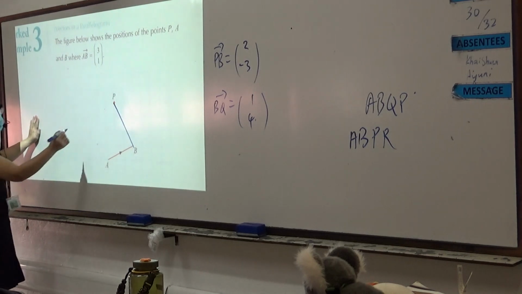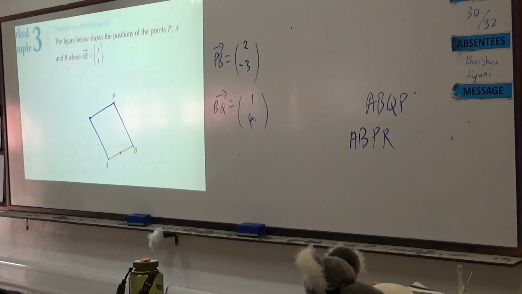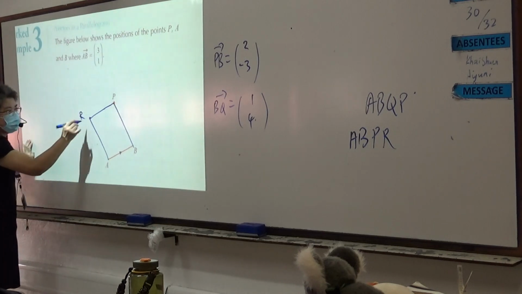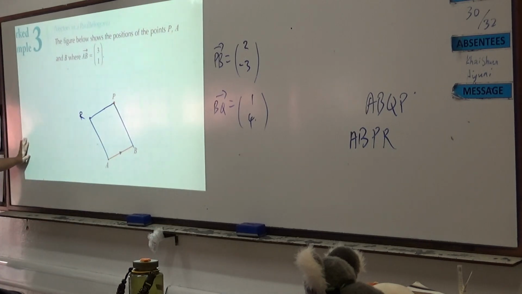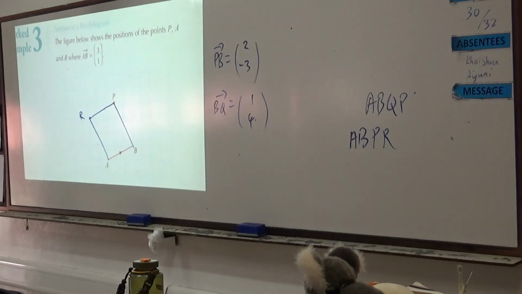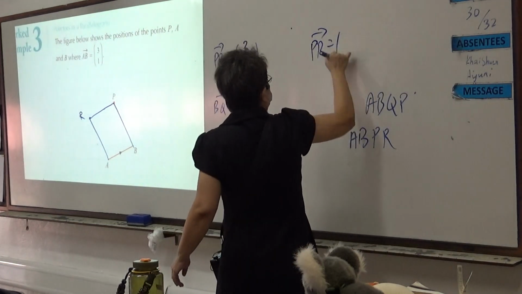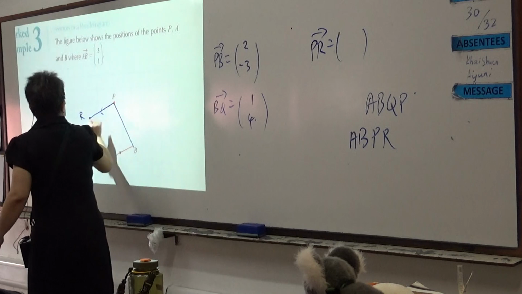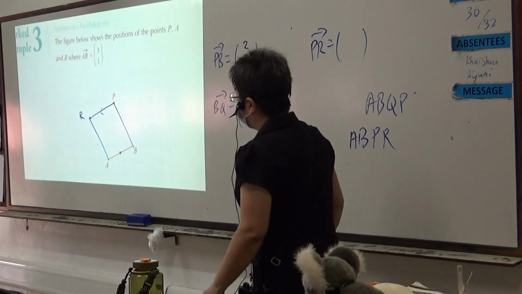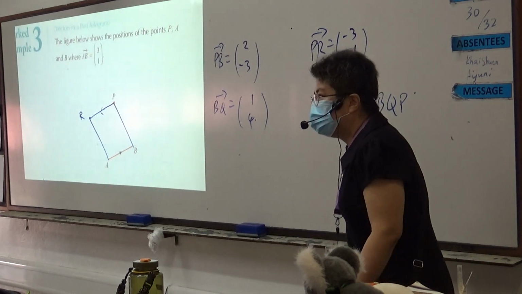Now I join this. Do you agree this will give you a parallelogram? Can you see? So this will be my R, right? You can do counting, you can get the answer. So, what did the question ask for? Part 3. PR. Can all of you look at PR? PR is like that. What's the column vector? (-3, -1), right? Can you see it?